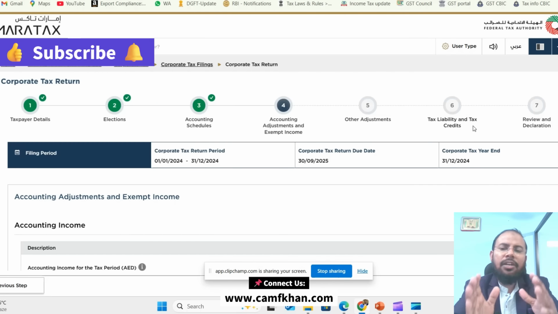On the taxable income, whatever tax liability is generated, we need to apply the tax rate. At that time the final tax liability will be available. I hope you understand. This is the full roadmap. We will go through it one by one.